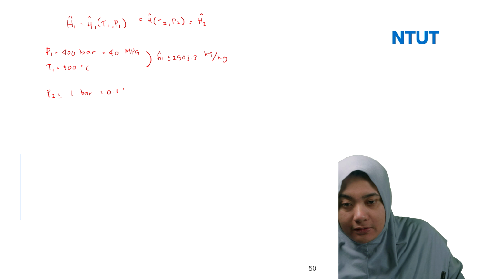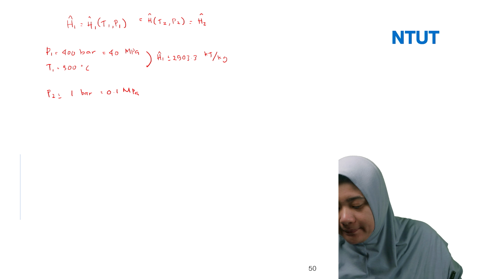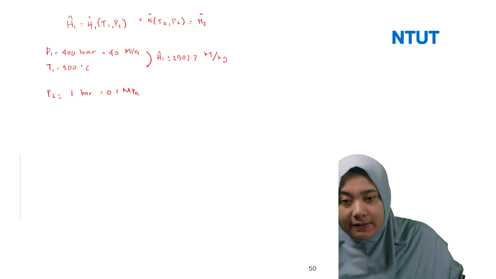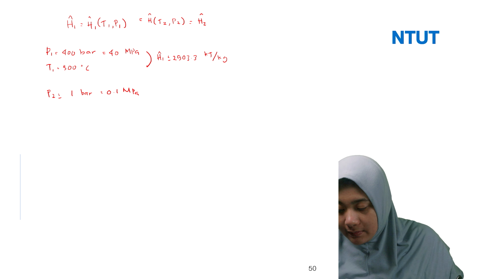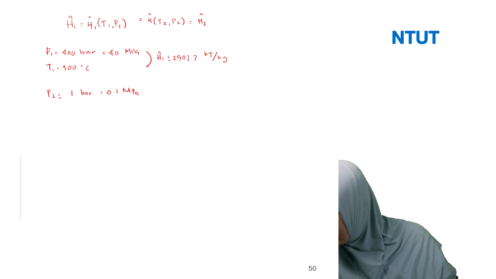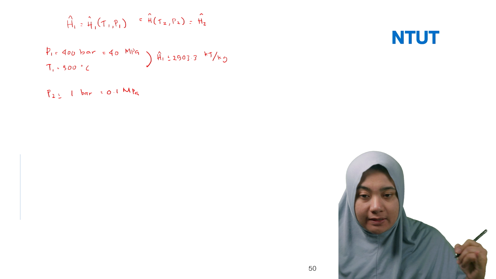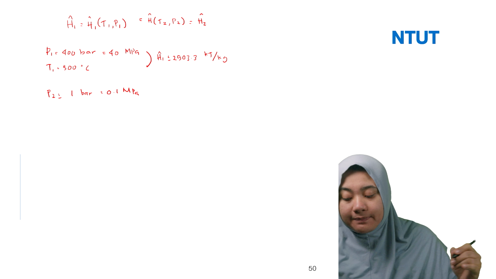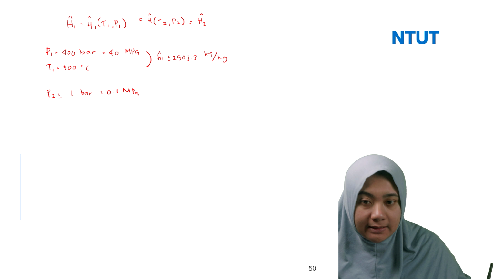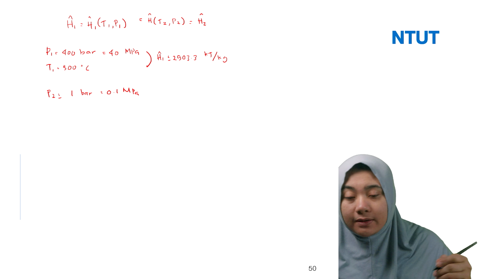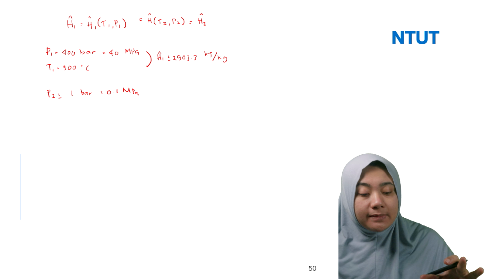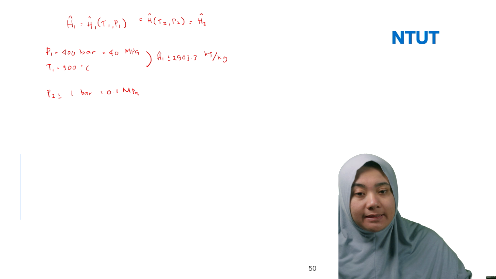and 0.1 megapascal. Right. So then we have the H, because of the Joule-Thomson equation. The T2 is not given, right? They just give you the P2. So it means that under the isenthalpic condition you can use the same H, and then you can read from the steam table how much the T2 is.